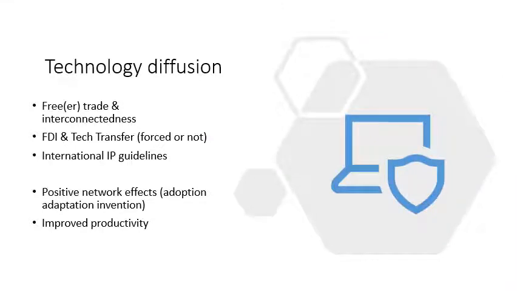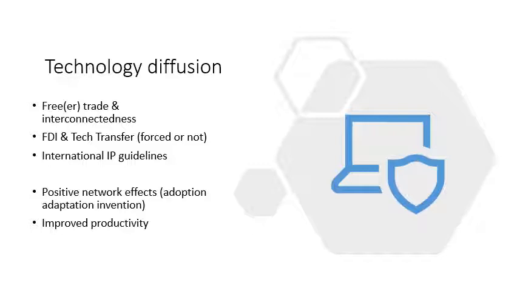Technology diffusion refers to the way in which technology moves around the globe. And so we know that over the years we now have freer trade. I'm not going to say we have free trade because we kind of have managed trade, but it is certainly freer and we're more interconnected, and that has helped with technology diffusion. FDI and tech transfer, whether it's forced or not, helps with technology diffusion too.